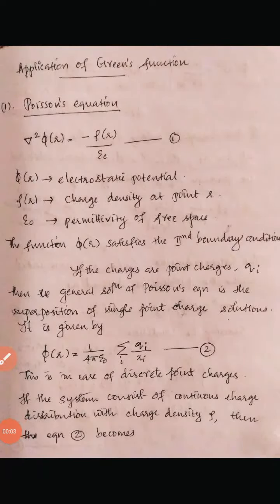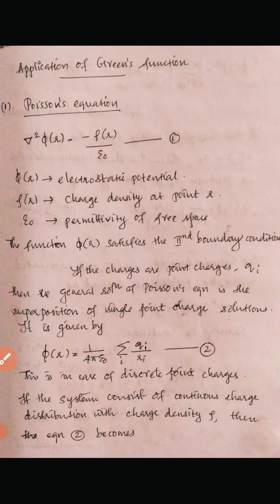Application of Green's function. The first application is we can find the solution of Poisson's equation. The Poisson equation is del squared phi equals minus rho by epsilon 0, where phi is the electrostatic potential, rho is the charge density at point r, and epsilon 0 is the permittivity of free space. And here the function phi of r satisfies the second boundary condition.